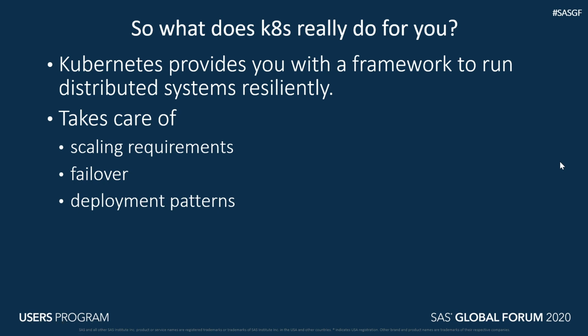So what does Kates really do for you? Well, Kubernetes provides you with a framework to run distributed systems resiliently. It takes care of scaling requirements and failover deployment patterns. It's sort of like your virtual unattended deployment engineer, making sure that your deployments are up and running, making sure that they are able to service what's needed, and making sure that if there's a problem, it gets corrected.